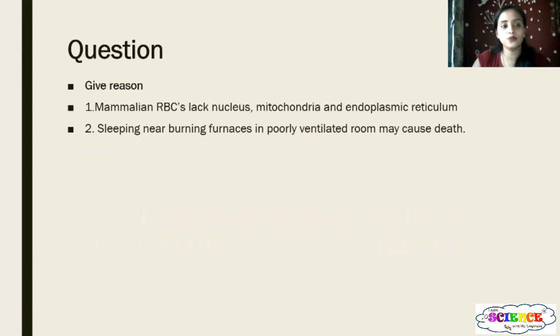Questions for homework are: give reason. Mammalian RBCs lack a nucleus, mitochondria, and endoplasmic reticulum, which we just now did. And second, sleeping near a burning furnace in a poorly ventilated room may cause death.